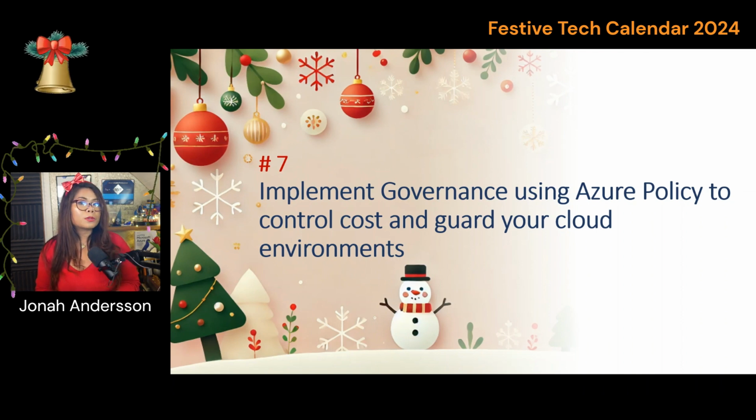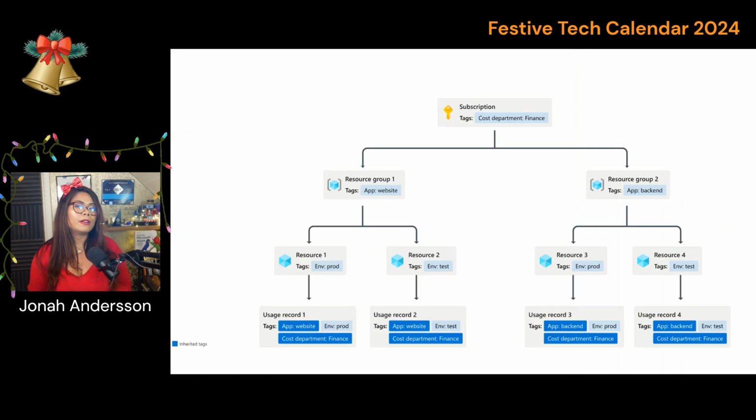Utilizing tags as well is one way to implement governance and policies and for cost savings. Here is an example of tags, and this specific one shows how tags are inherited in a resource management hierarchy. See here you have one subscription that is being tagged for the cost department or finance department to track, and then you have two resource groups. One resource group is used for the resources for the front end or the website, and this one is for the back end.